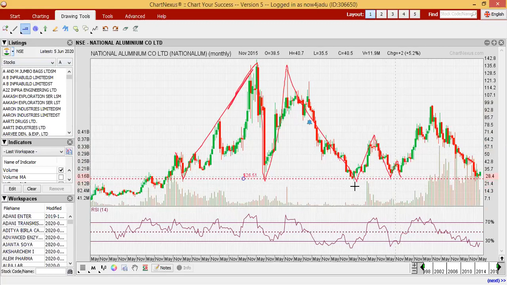See, at this level of 26, the stock took support in 2004, 2008, slightly below the level of 25 to 26, and again in 2015. So if you notice that after 2014 it is taking support at the 25 to 26 level, then we can assume that in this correction also it will come to the 25 to 26 level.